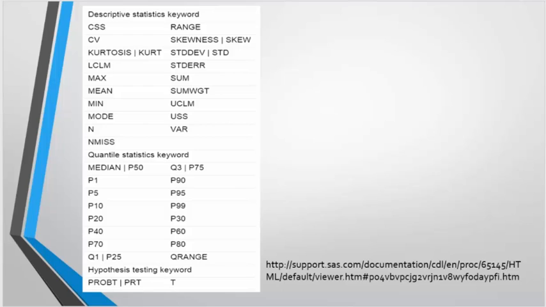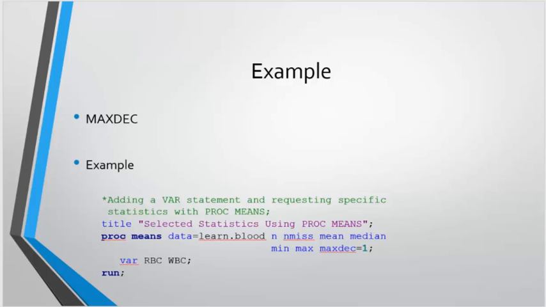This is some sample output of descriptive statistics with the keyword and the description. Let's look at some code. MAXDEC is a keyword that controls the number of places to the right of the decimal point that you want in the printed output. Typically it's 2 or 3. You can see in this code here I have chosen MAXDEC equals 1. MAXDEC is blue and 1, which is the chosen value, is in green.